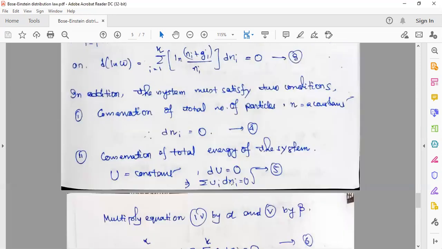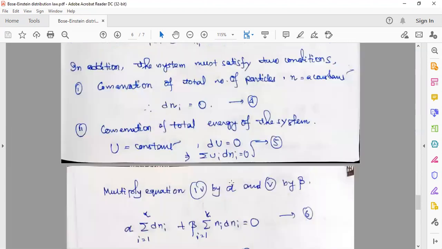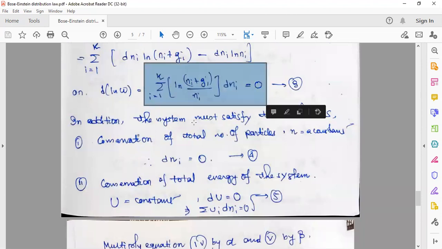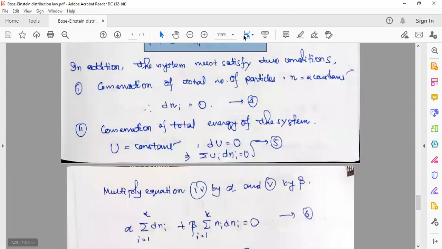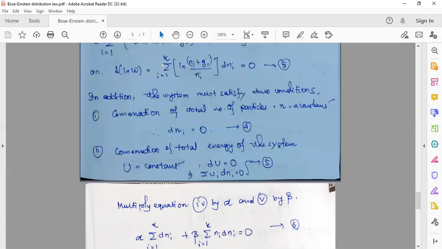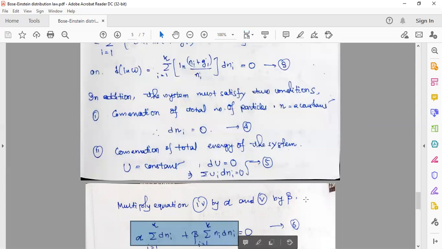So now from equation 3 and equation 6. Okay, in equation 3, this quantity is equal to 0. And in equation 6 also, okay, maybe I can zoom out a bit. Equation 3 and equation 6. In equation 3, this quantity is equal to 0, and in equation 6, this quantity is also equal to 0. That means this quantity and this quantity can be made equal. Why? Because both are equal to 0.